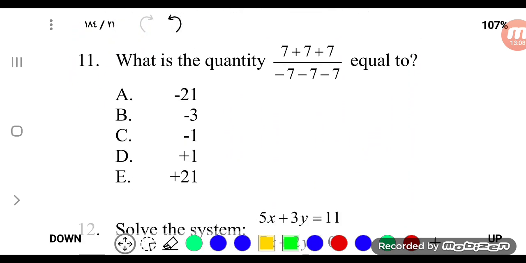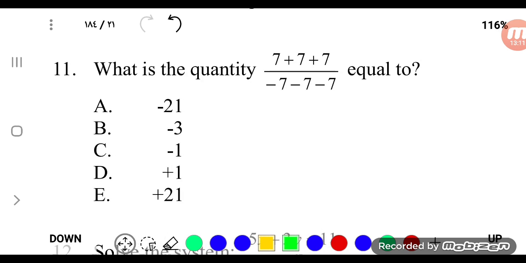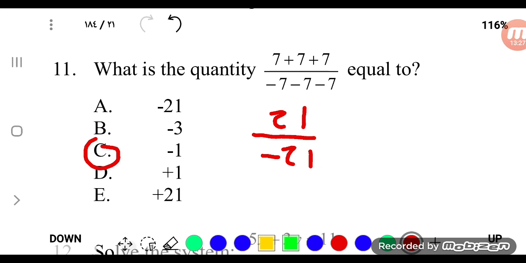Move to next question. What is the quantity 7 plus 7 plus 7 divided by minus 21? Okay, this is 21 divided by minus 21. And this is minus 1, option C.